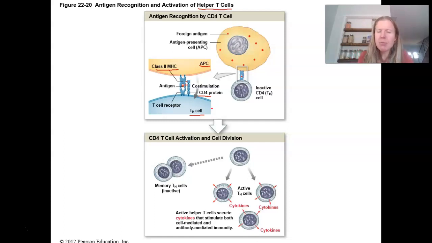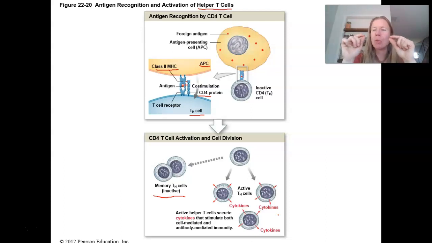Same thing is going to happen here. When we find the correct helper T cell that actually bound there, we're going to go ahead and do clonal expansion. So we start making lots of clones. We keep some as memory cells for next time as well. Now notice what the helper T cells are doing. They're releasing cytokine, cytokine, cytokine. This is a chemical messenger.